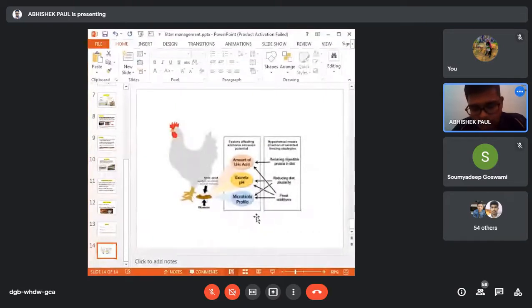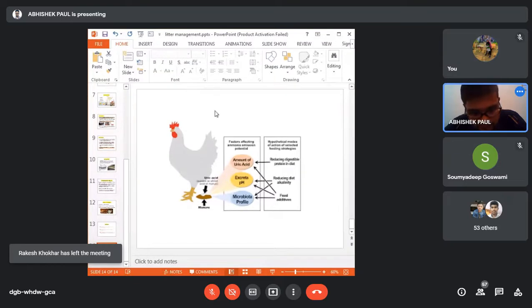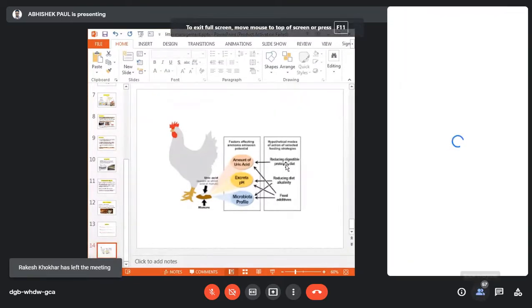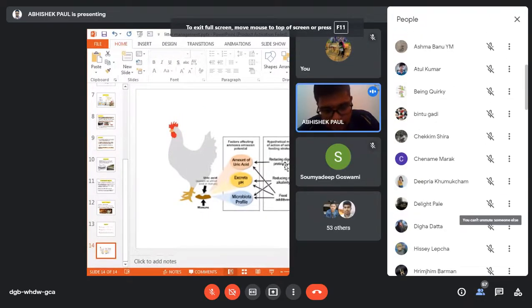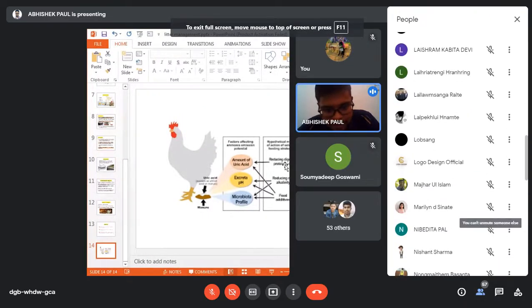So this is the picture showing how uric acid is broken down to ammonia. You see, this is the poultry litter material. It contains uric acid, and then the different factors affect how the uric acid is converted.